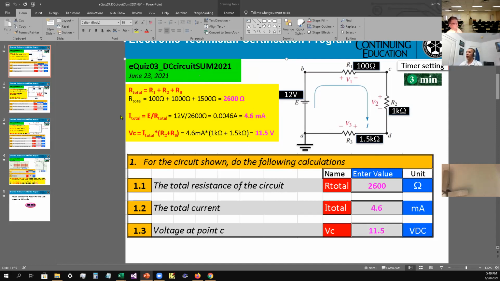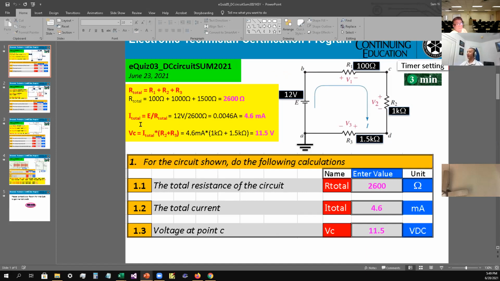Okay, so I just substitute that. R1 is 100 ohms, R2 is 1000, or 1K. I convert that one to the base unit, 1000 ohm, because they want the answer in ohm. I want to make sure everything is in ohm so I can add them together. So that's 100 plus 1000 plus 1500. The answer is 2600 ohms. I think everybody got this one correct on the quiz. Congratulations, that was pretty good.